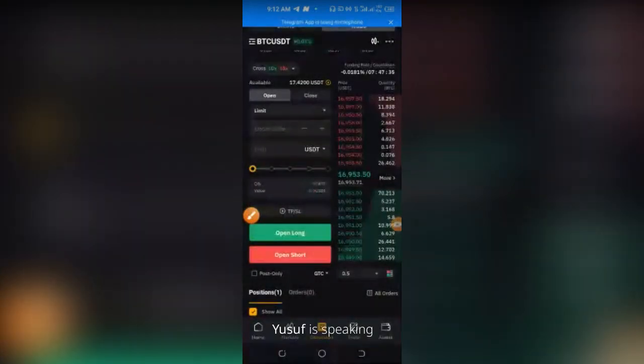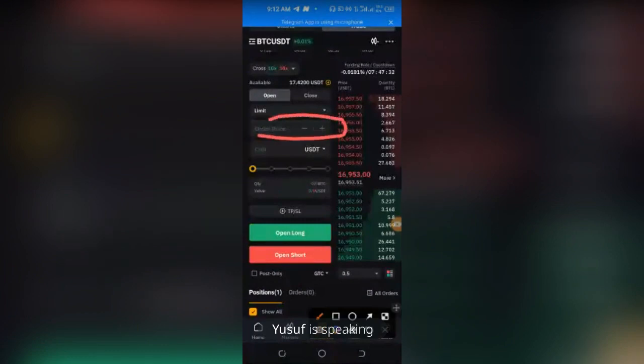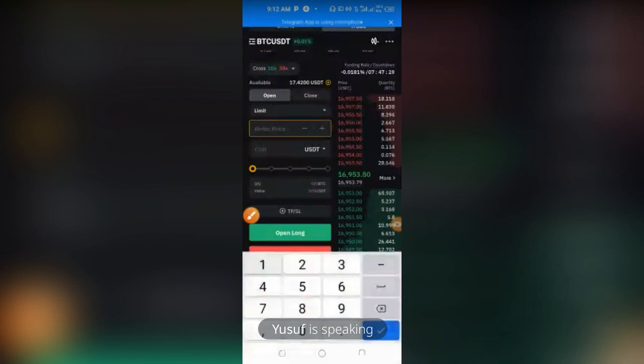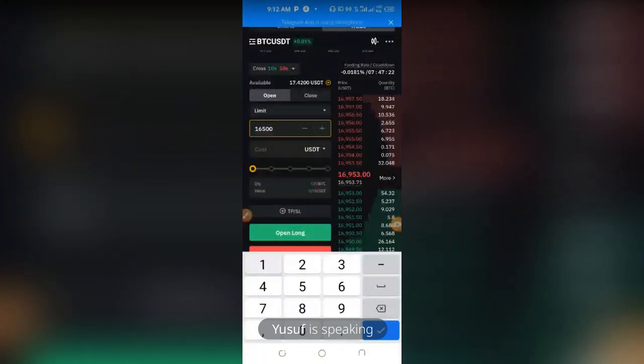Then the order price now. See order price. I should set the pending order. Okay, when Bitcoin comes down to 16.5, that is when I want to buy. That is when I want to long the trade.